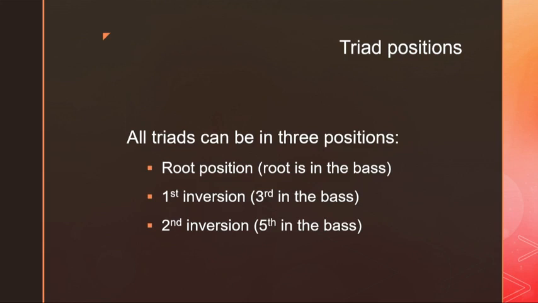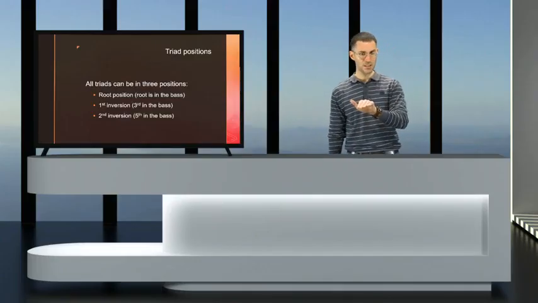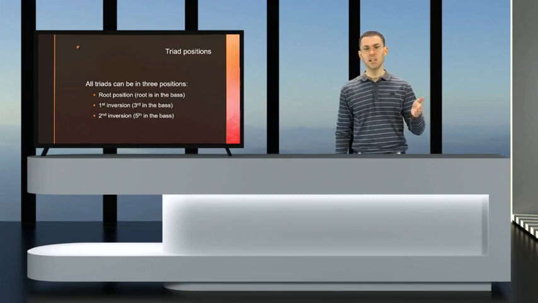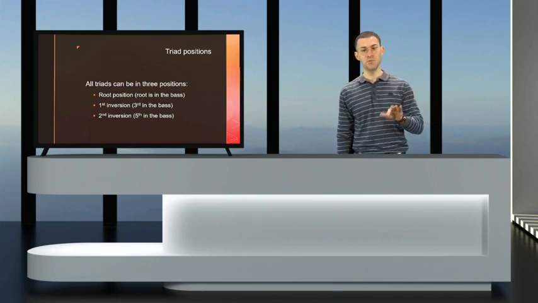All triads can be in 3 positions. The first position is root position. That is where the root of the triad is in the bass, just like the picture that we had before. Then the position can be first inversion. That is when the third is in the bass. Then we can also get second inversion. That's where the fifth is in the bass.